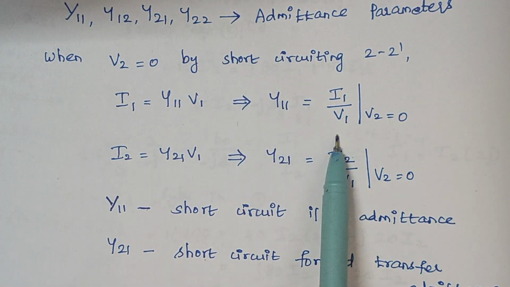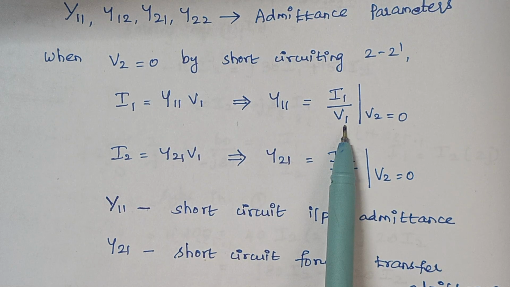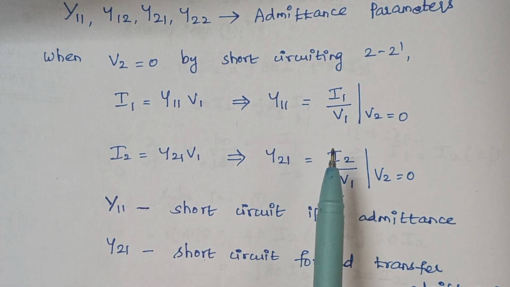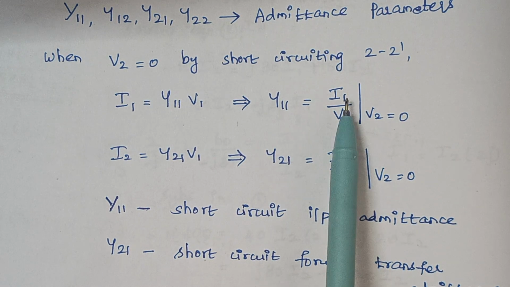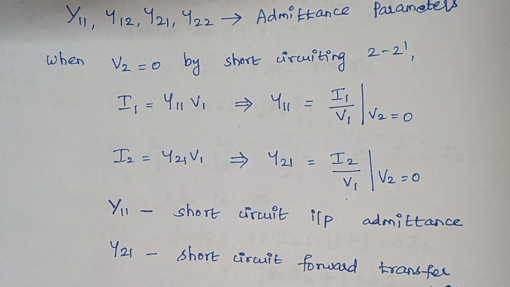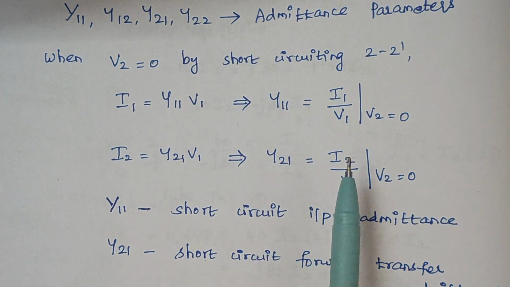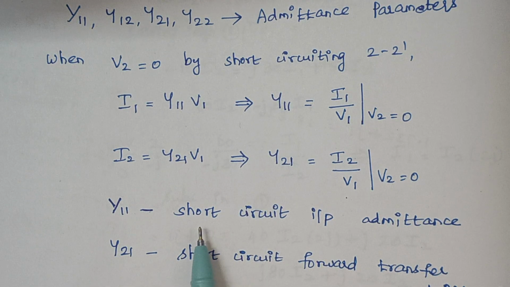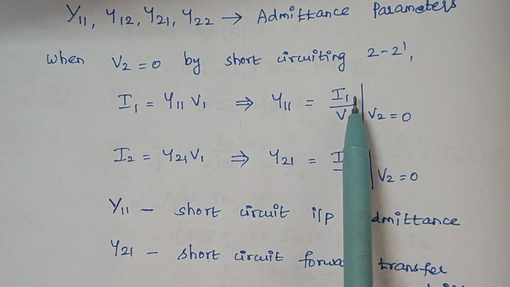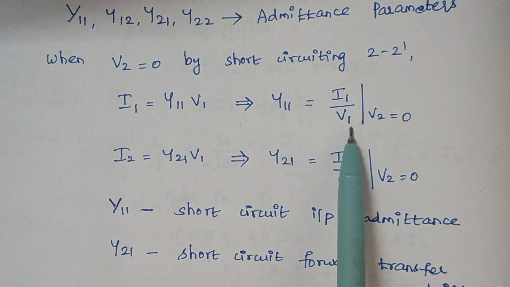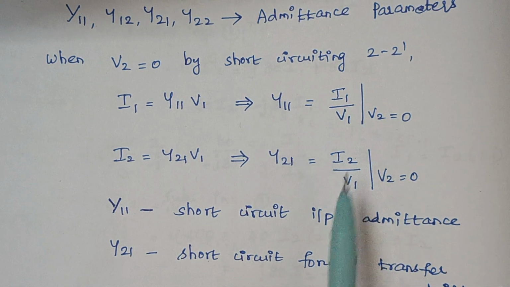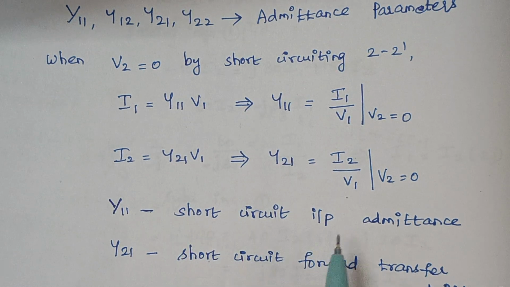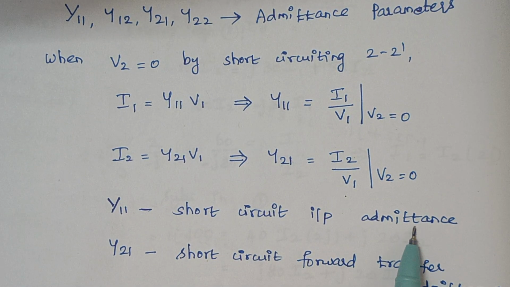Again I1 by V1 is nothing but admittance, because V1 by I1 would be impedance. So the ratio of I1 by V1 is admittance. How are we getting this admittance value here? We are getting the value by short circuiting. So this is known as short circuit, and this relates 1 and 1. This 1 and 1 denotes that they are the values on the input side. So it is given the name short circuit input admittance.